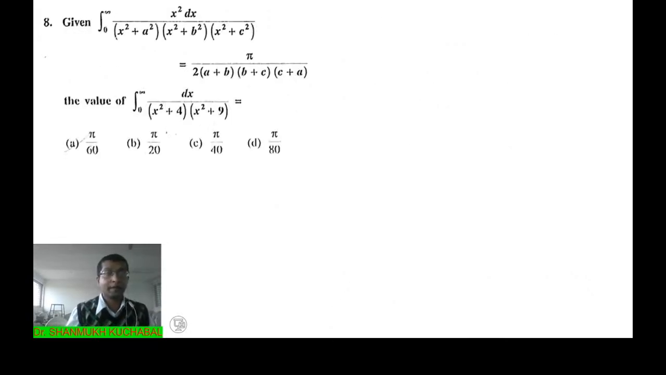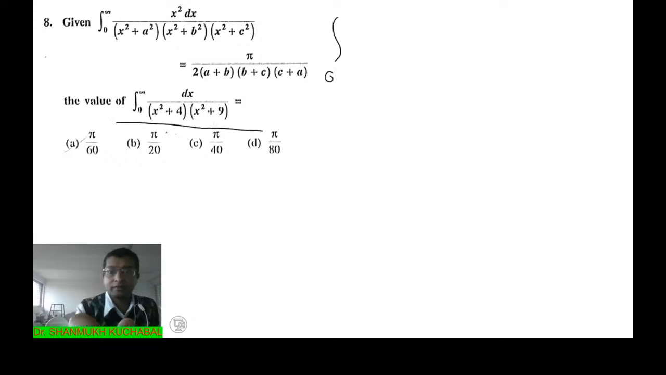Further we'll move to example number 8. It is the integration from 0 to infinity of x² dx divided by (x² plus a²)(x² plus b²)(x² plus c²), equal to π divided by 2(a plus b)(b plus c)(c plus a). So we have to find the integration of this function.